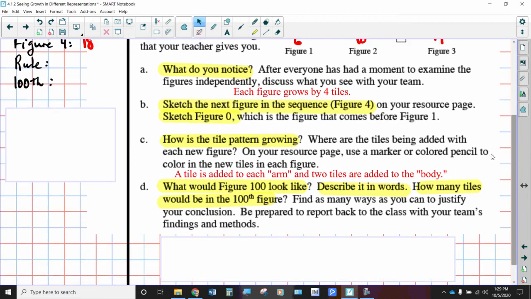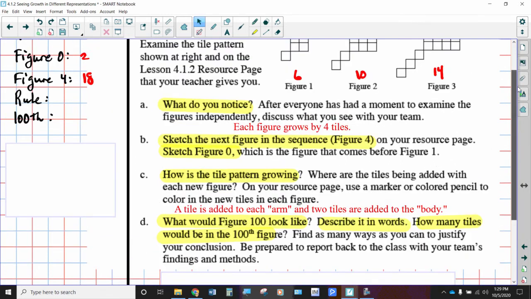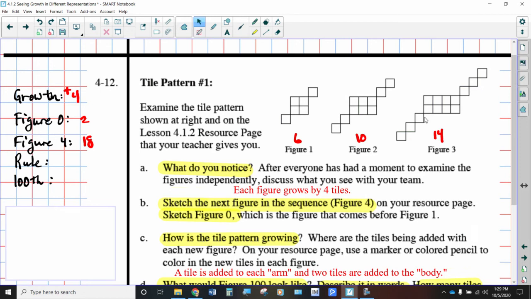Well, for the 100th figure, let's go back and look at this. This tail right here is the same number as the figure number, right? 3 in that tail, figure number is 3. And then the arm up here also has 3, just like the figure number. And we would think that the 100th figure would probably have 100 on the tail and 100 in the arm. And then what's the relationship between this body here and our figure number? What does that look like?